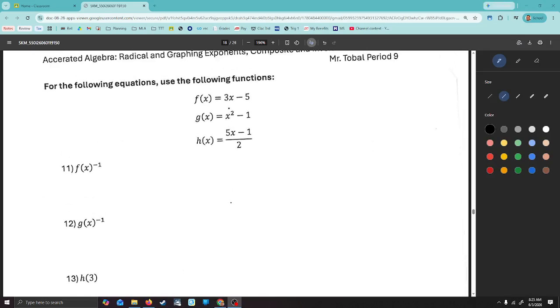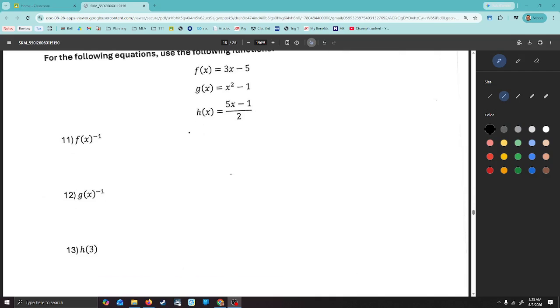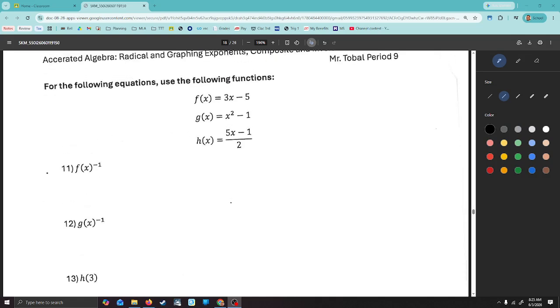All right, next one. We have these functions, f, g, and h. I got to tell you what f, g, and h is so you can do it. But using these functions, we're going to figure out some stuff. So when I say f of negative 1, some people forgot this means inverse.